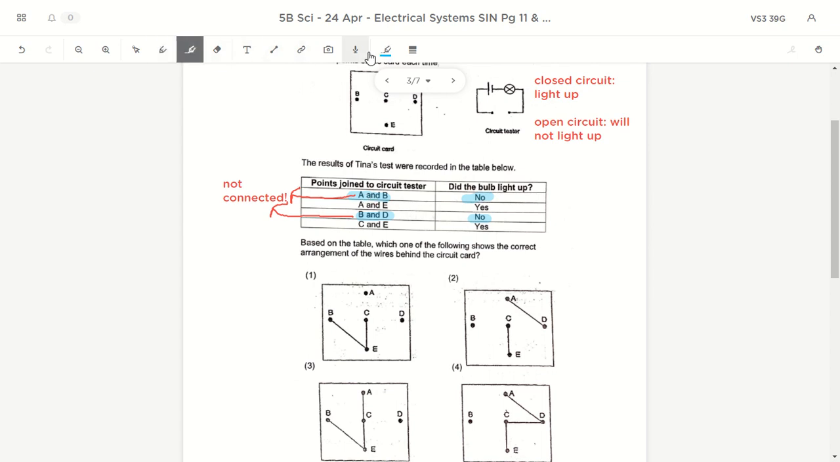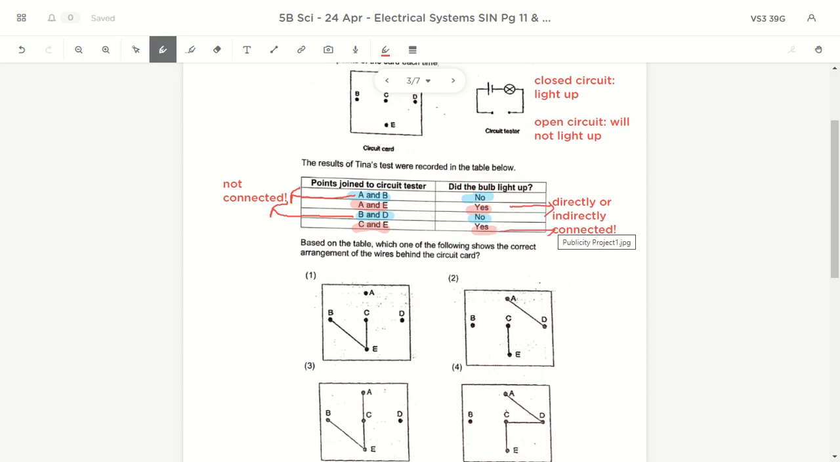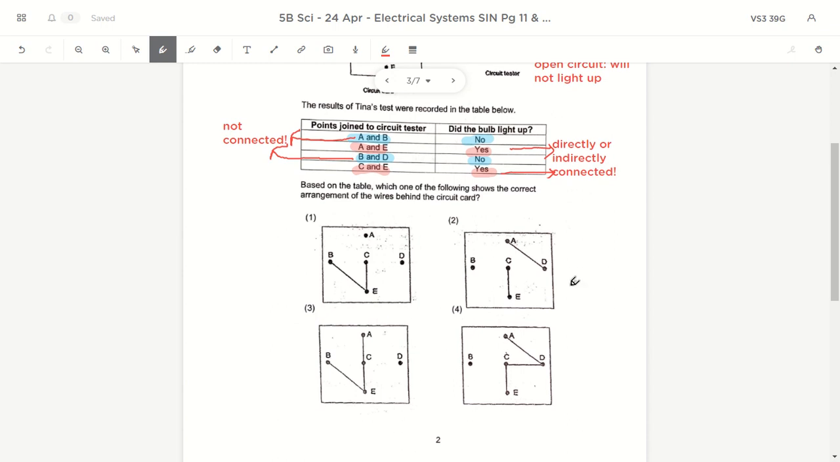So let's highlight these two in another color. I know that when you connect A and E to a circuit tester, it lights up. C and E connected to a circuit tester, it lights up. So for this part, these are maybe directly or indirectly connected. Indirectly means maybe through another point they are connected. Okay, so this is for A and E and C and E. Understanding this, let's look at the options that we have.